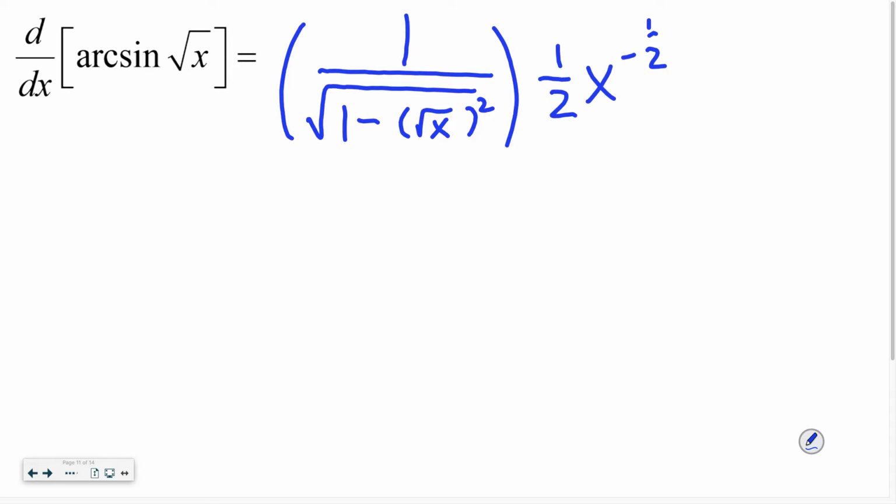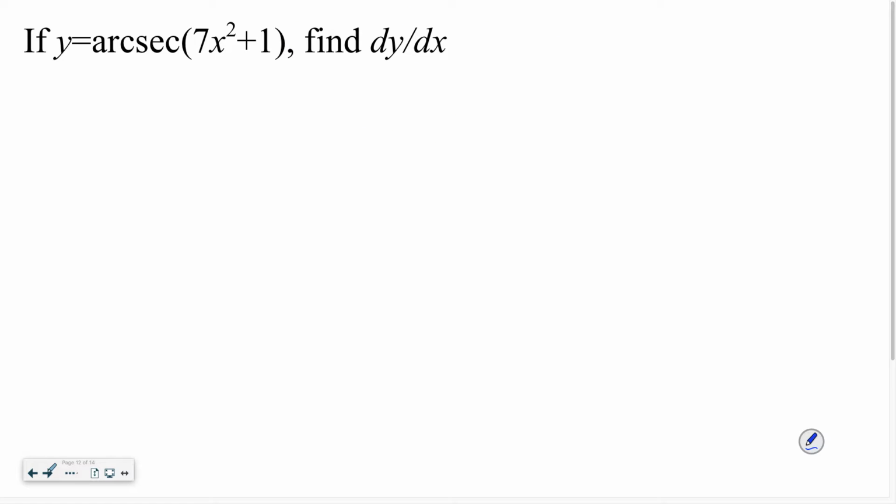How about you work together for example number 3? You have the rule up right above there, kind of catty corner, but above. Work together to come up with the derivative for example 3. You just have to apply the x squared plus 1.